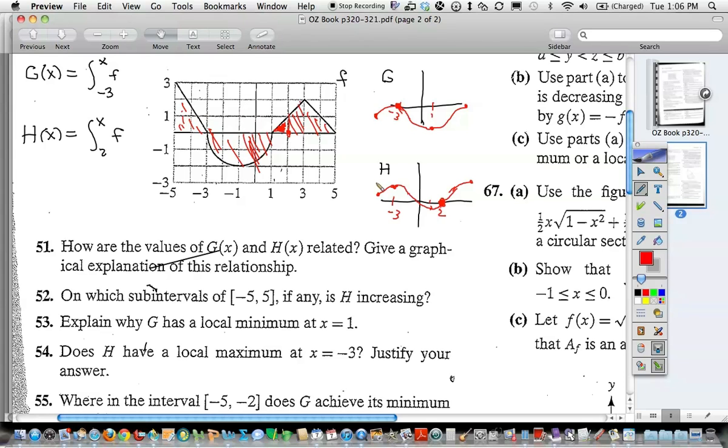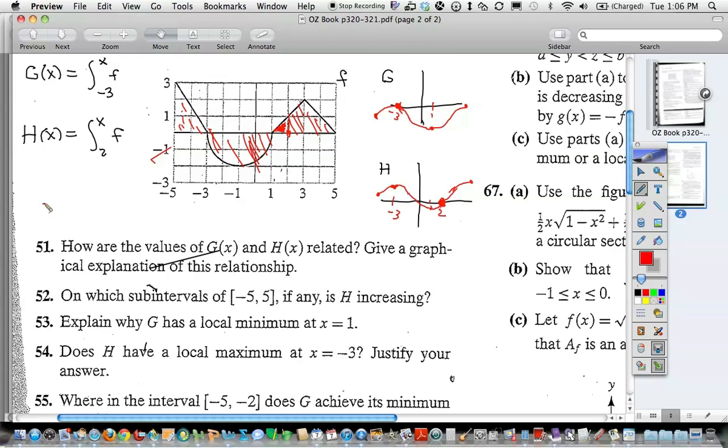Now when you get down to 55 and 56, now you want to find their actual max and min values. Yeah, now you have to actually find some areas. On 55 and 56, when it talks about max and min values, wouldn't a list of candidates be appropriate? That's an absolute max question. This is little f. Where are your candidates? Where do you look for max and mins? At your endpoints?